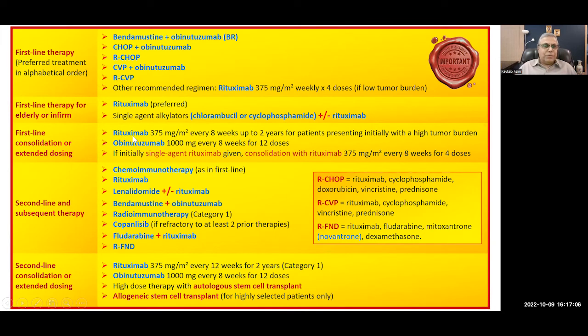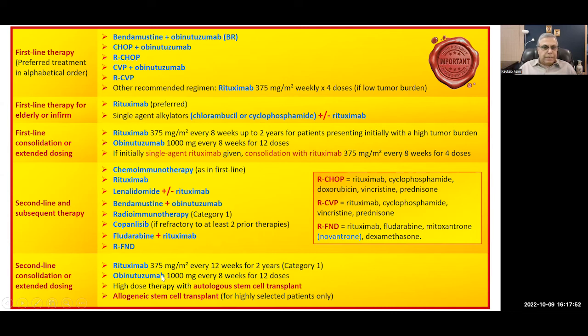Consolidation or extended dosing: rituximab for 2 years, every 8 weeks. Previously, we saw you can give it every 12 weeks as well. Obinutuzumab, 1000 milligram every 8 weeks for 12 doses, all right? Again, second line and subsequent therapy in case of relapses or if the therapy is refractory, which means the patient is not responding. So chemoimmunotherapy, rituximab, lenalidomide plus rituximab, radioimmunotherapy, copanlisib, okay, fludarabine, and FND is this one given over here, okay?